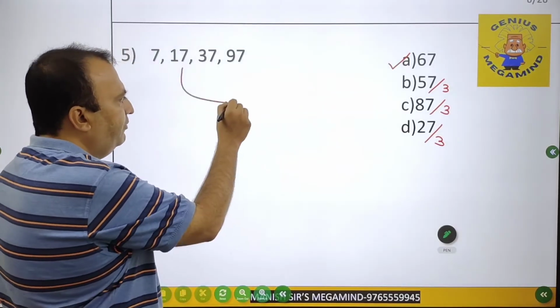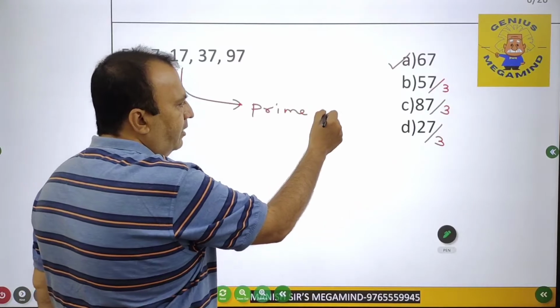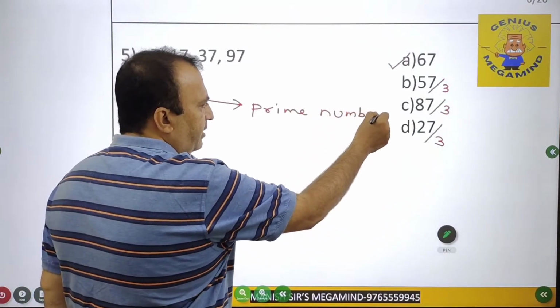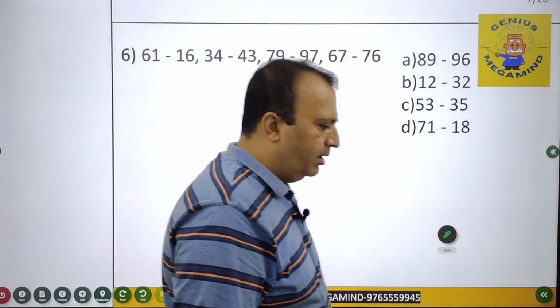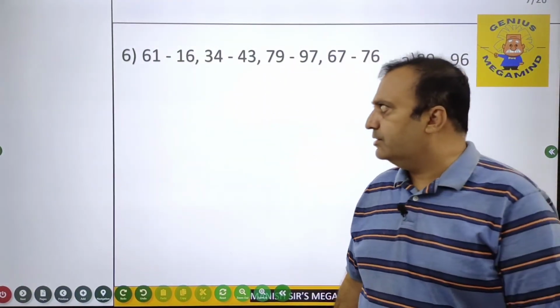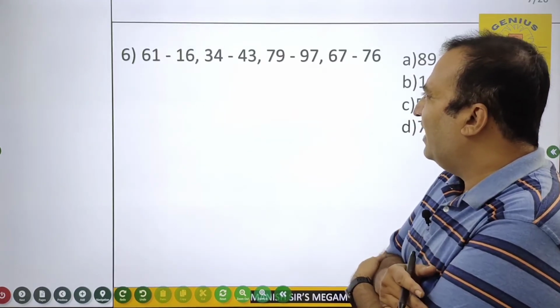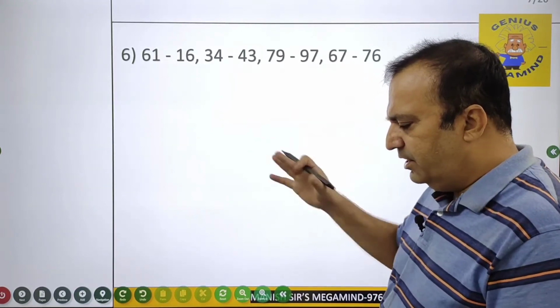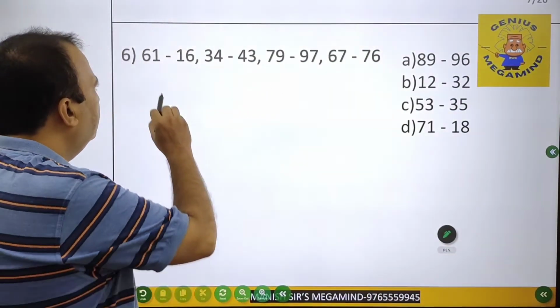So over here, my friends, what kind of numbers were all of them? All of them were prime numbers. Fine, so that was the case regarding this question. Now question number 6. In question number 6, they have given pairs of numbers. And just by looking at the numbers, it seems that the question is too easy.